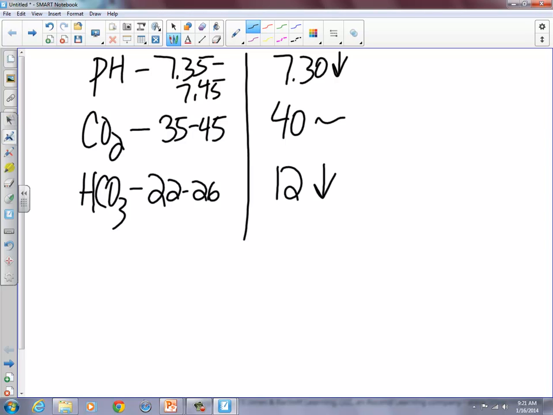Exactly right. Because if there's not enough bicarb, that means there's going to be more hydrogen ion. There's going to be more acid, right? Okay? You following me?